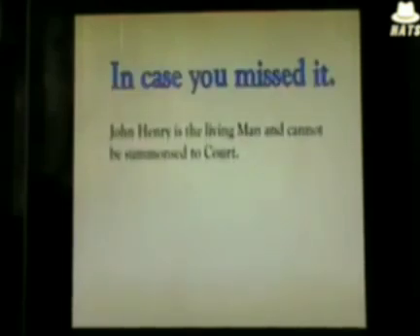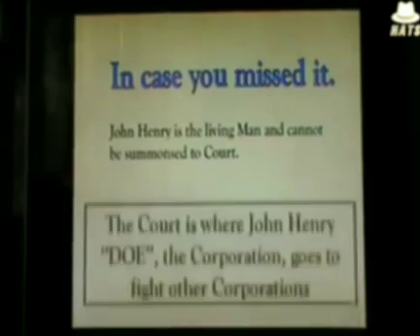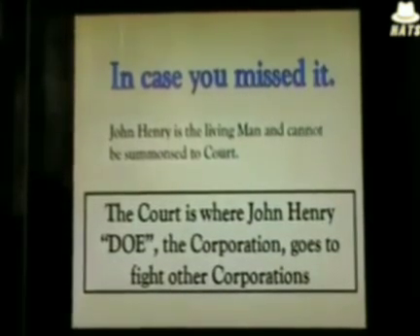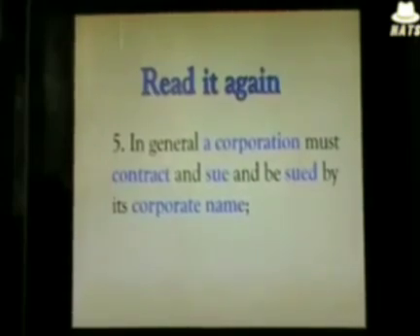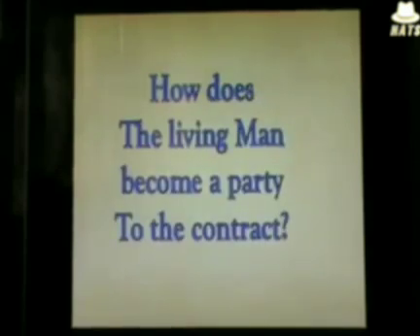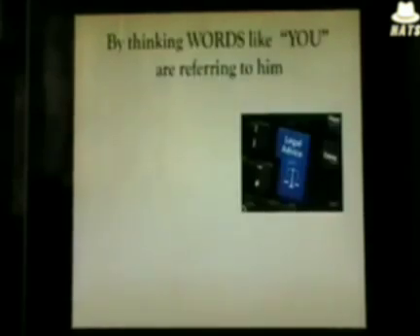In case you missed it, John Henry is the living man and cannot be summoned to court. The court is where John Henry Doe, the corporation, goes to fight other corporations. So the moment that you fail to rebut, you become the corporation, John Henry Doe. Read it again. In general, a corporation must contract and sue and be sued by its corporate name. So how does the living man become a party to the contract? By thinking words like you are referring to him.